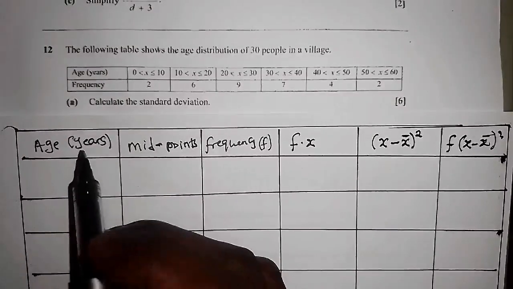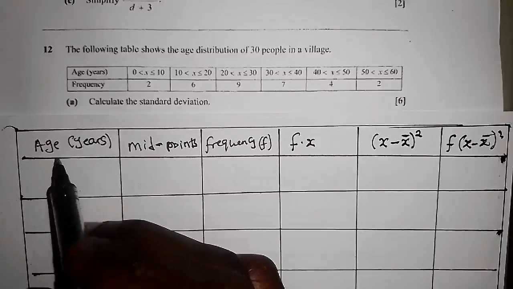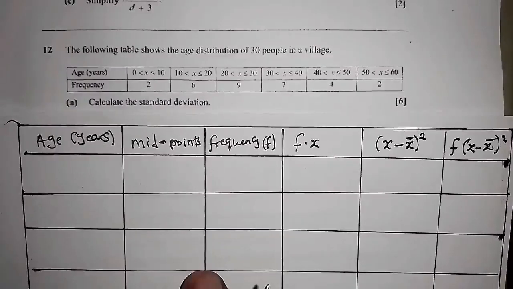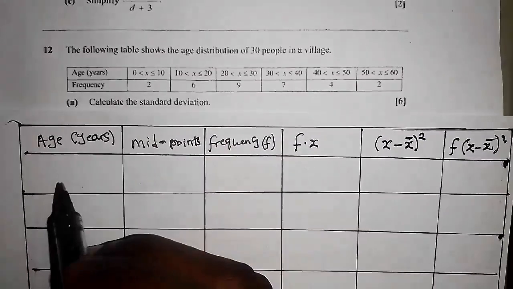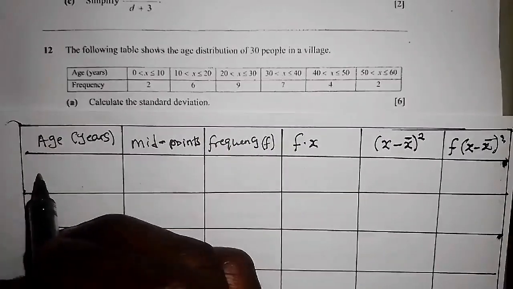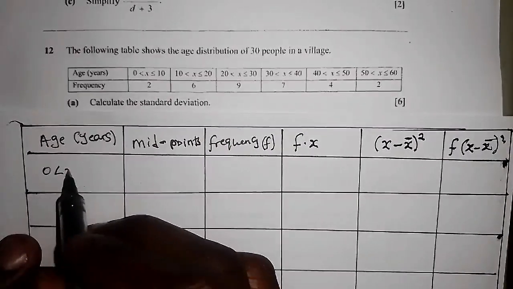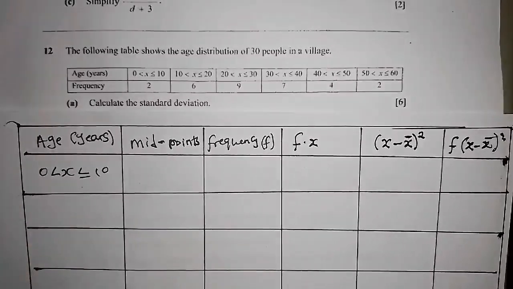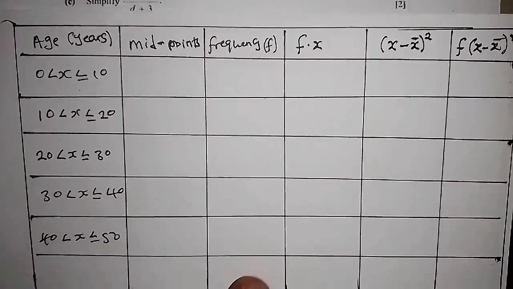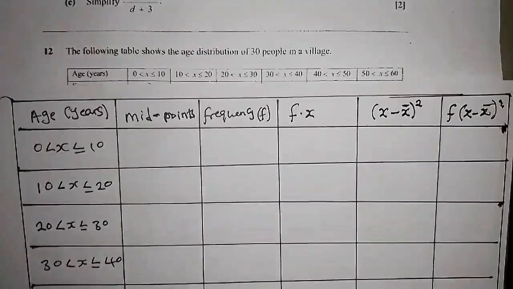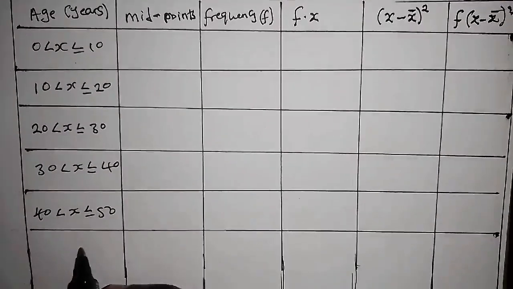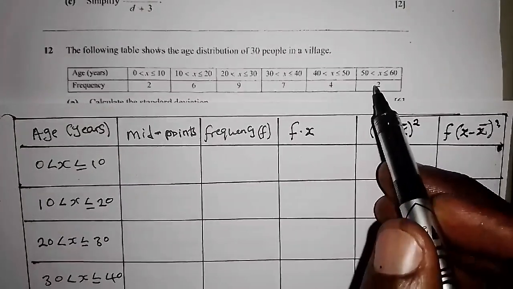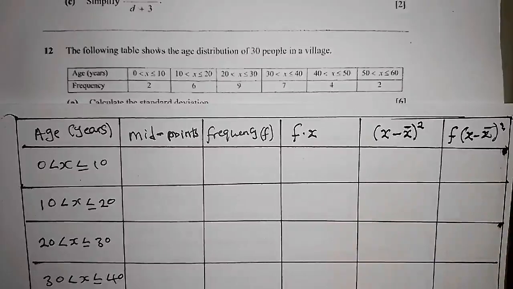Now you start filling in the age intervals coming vertically down. Just copy that. The last one is 50 to 60.